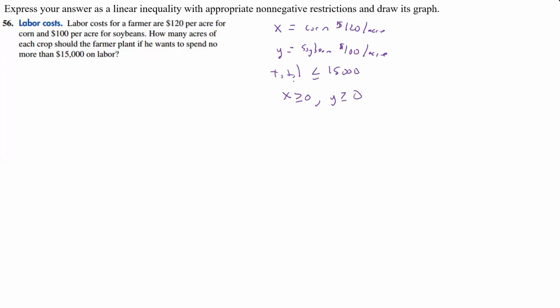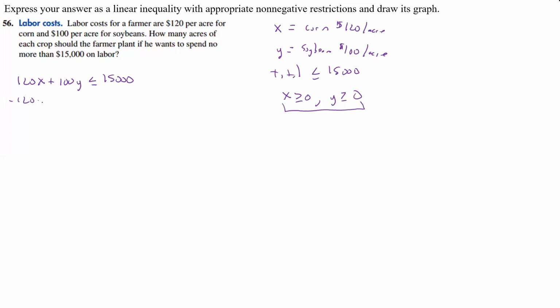So now we're going to say, okay, well, how do we get that total? We're going to take the number of acres planted times the cost per acre, and that's how we're going to work on getting that. So we're going to take 120 times x plus 100 times y, and that has to be less than or equal to the total, which we said was 15,000. Okay. So now we have that, and we have those restrictions. And so we're going to solve this for y, and then we're going to graph that with those two restrictions here.